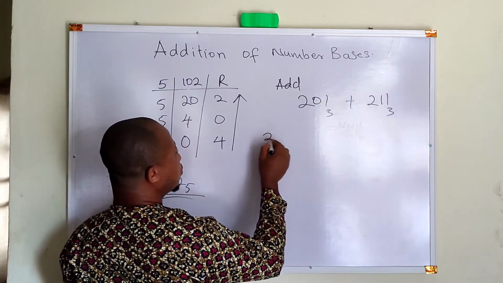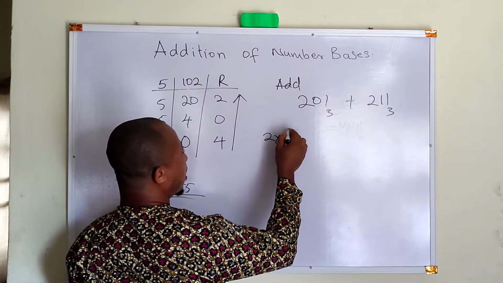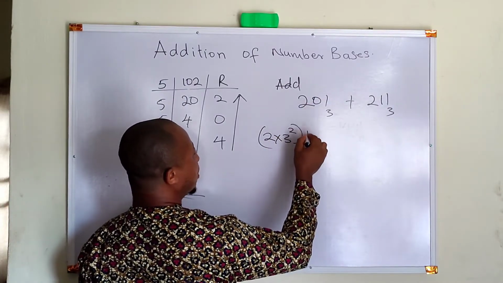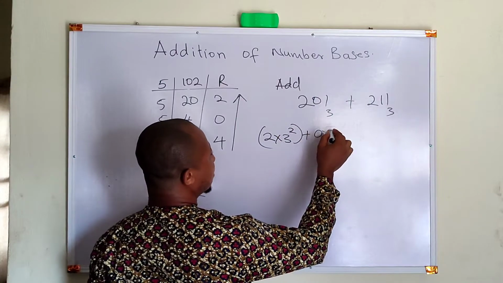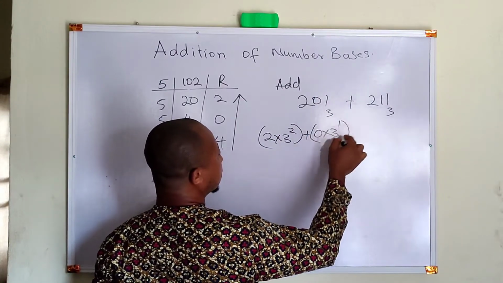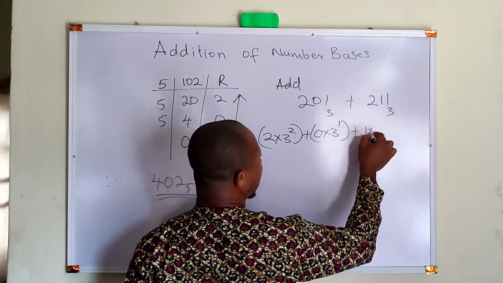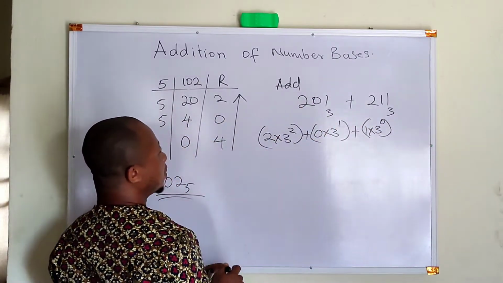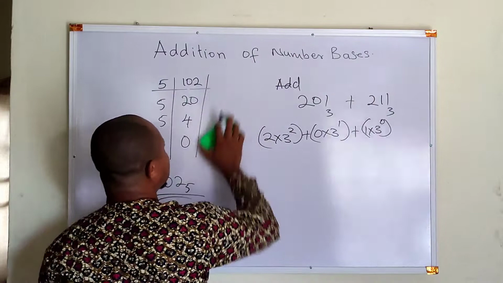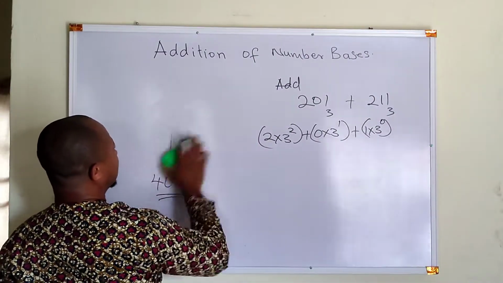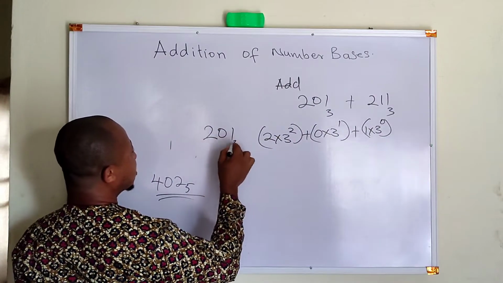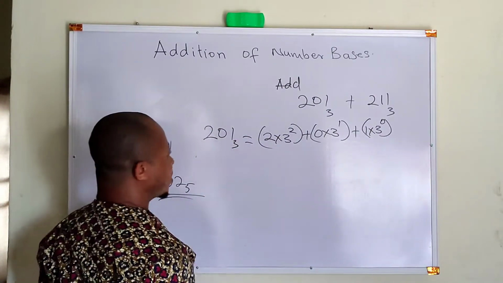This will give you 2 times 3 raised to power 2. Remember, there are 3 digits, taken 1, remaining 2, plus 0 times 3 raised to power 1, plus 1 times 3 raised to power 0. That's, we are dealing with this now, okay? Let me clean this side. Okay, so this one is 201 base 3 equals, we are converting it to base 10.